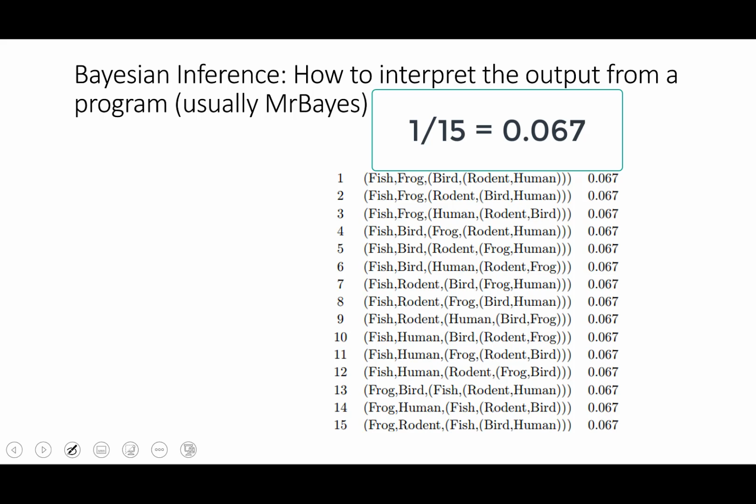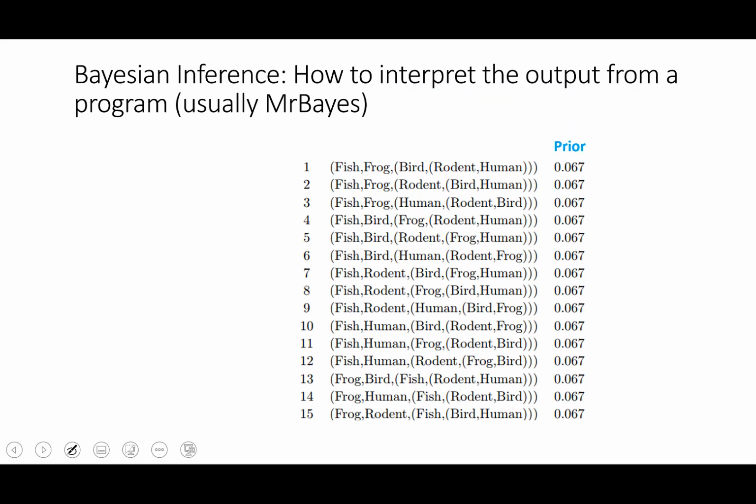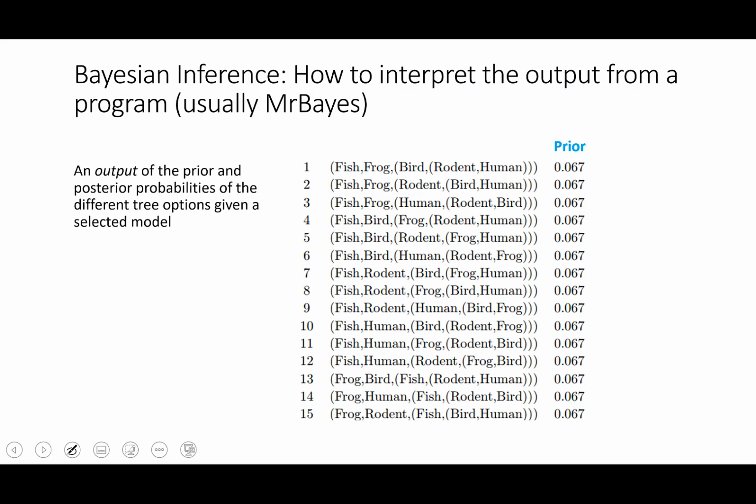But after we run the analysis, is that really still true? So our prior beliefs or the prior assignments are not going to match necessarily what our posterior probability values are. All right, so this is the output that you will see for the prior probabilities, given all the different tree options and the selected model that was chosen. And finally, here's the output for both the prior and posterior probabilities.